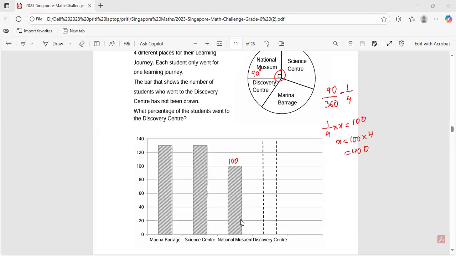So we know that the total number of students here is 400 students. Now, if you see, this is 130, this is 130, this is 100. We need to find this. So the information given to us is 260 plus 100. 260 is 130 plus 130. Plus the Discovery Center is equal to 400. Correct? So this is 360 plus the Discovery Center, which is 400. So how many students were there at the Discovery Center?